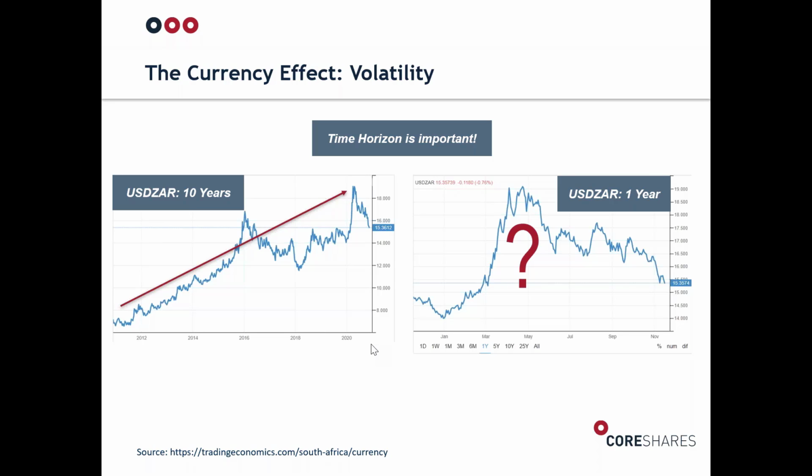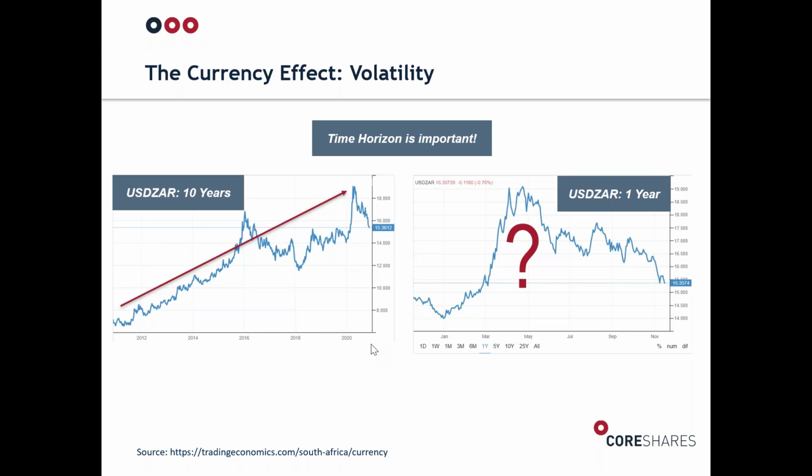There's quite a lot of zigging and zagging, but it's very clear that the trend is a firmly upwards sloping red arrow. Whereas if you look at a shorter time horizon, like on the right-hand side, that's the US dollar versus the rand over the last year. Obviously the last year has been particularly volatile, but that makes it a good example. It's really not clear whether you could expect at any one point in time that the dollar is going to get stronger or weaker looking at this graph.